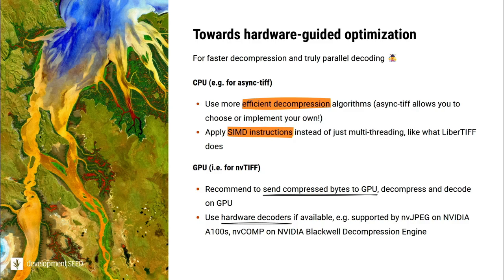If you have a lot of money and newer chips like the NVIDIA A100s or the Blackwell generation, there are hardware decoders built into the GPU itself, which can support certain compression codecs like JPEG. NVJPEG and NVCOMP have these hardware decoder engines, which offer even more speed up, but you do need compression that is supported by these libraries. That would give you possibly the maximum level of acceleration for reading GeoTIFFs.